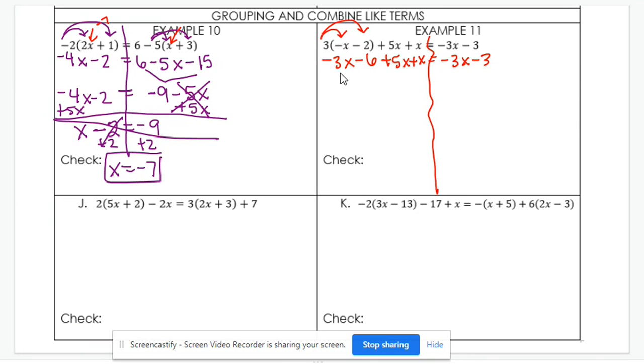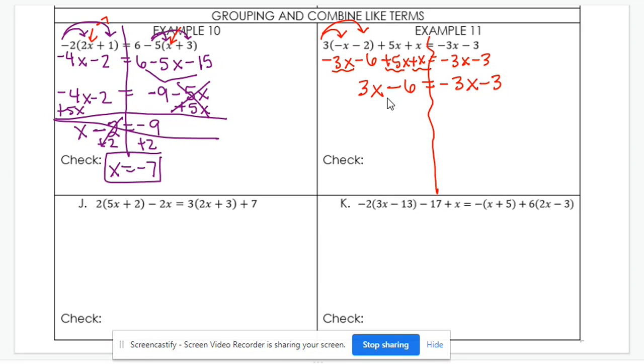So then we're going to combine like terms. So I'm going to combine this negative 3x and this plus 5x and this plus x. So negative 3x plus 5x, that's 2x, plus x is 3x. So positive 3x. Bring down my minus 6 because I have a constant here I need to bring down. And on the right, I have negative 3x minus 3.